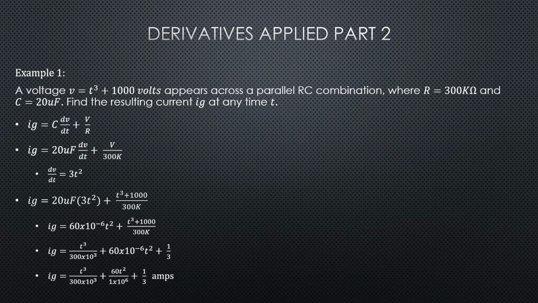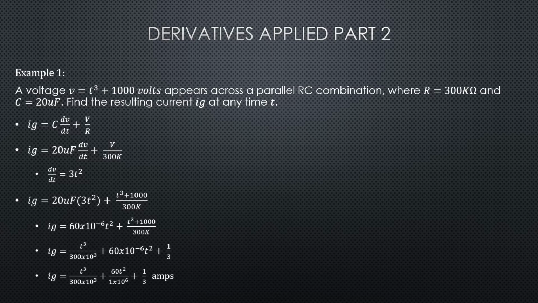All right, example number 1. A voltage V equals T raised to the third power plus 1,000 volts appears across a parallel RC combination where R is equal to 300 K ohms and C is equal to 20 microfarads. Find the resulting current IG at any time T.